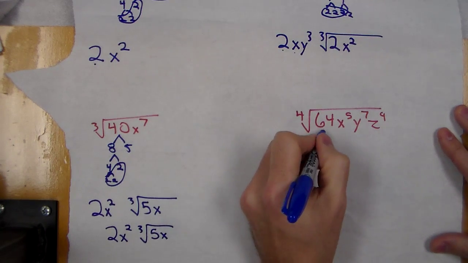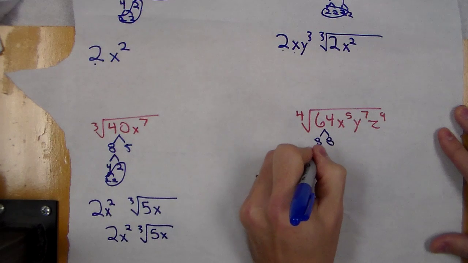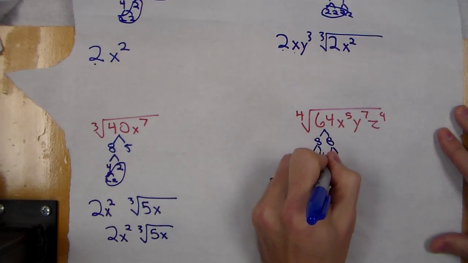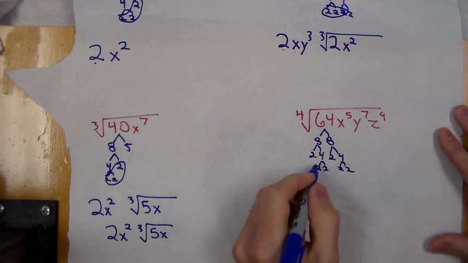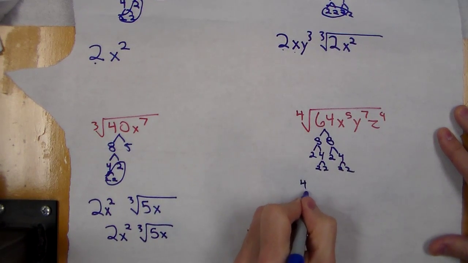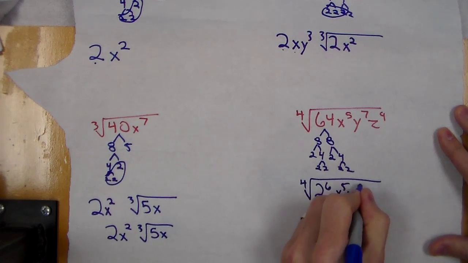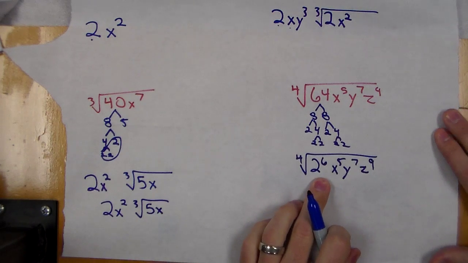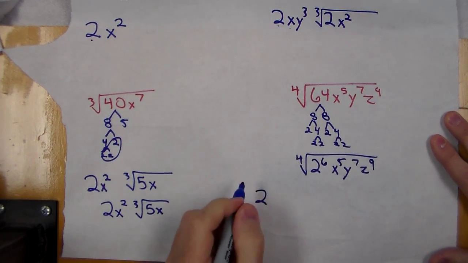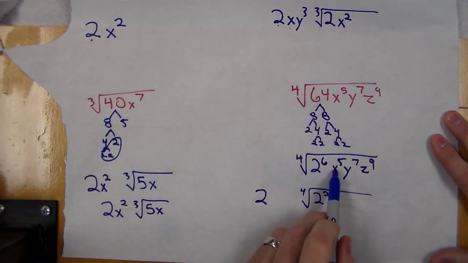Last one is 4th root. 64 is 8 times 8, which is 2 times 4, 2 times 4. I'm just going to rewrite this. I have 6 2's here, so it's the 4th root of 2 to the 6th, x to the 5th, y to the 7th, z to the 9th. If I have 2 to the 6th, that's 1 set comes out. That leaves 2 sets behind, 2 2's behind.